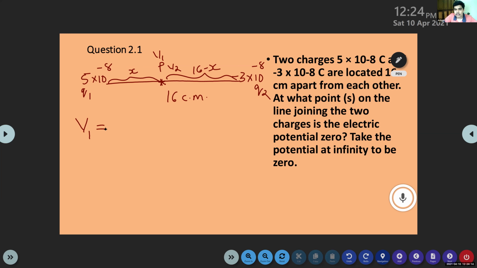Yes, Achut. What do you think V1 is equal to? What is the equation? V1 is the potential due to the charge Q1 at the point P.